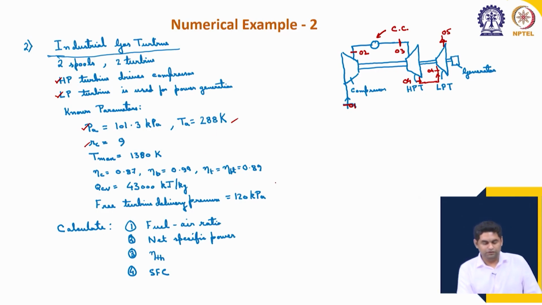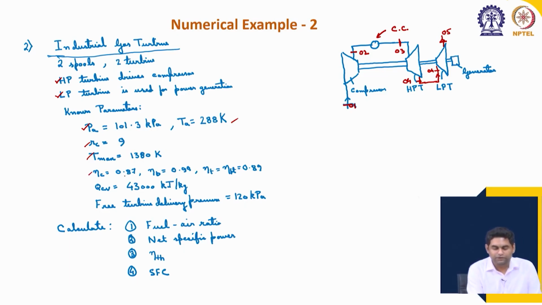Compressor pressure ratio is 9. Remember, turbine pressure ratio need not be equal, but in this case because pressure losses are not given, we will assume negligible pressure losses. So, turbine pressure ratio also will be 9. T max, which is the turbine inlet temperature, is 1380 Kelvin.